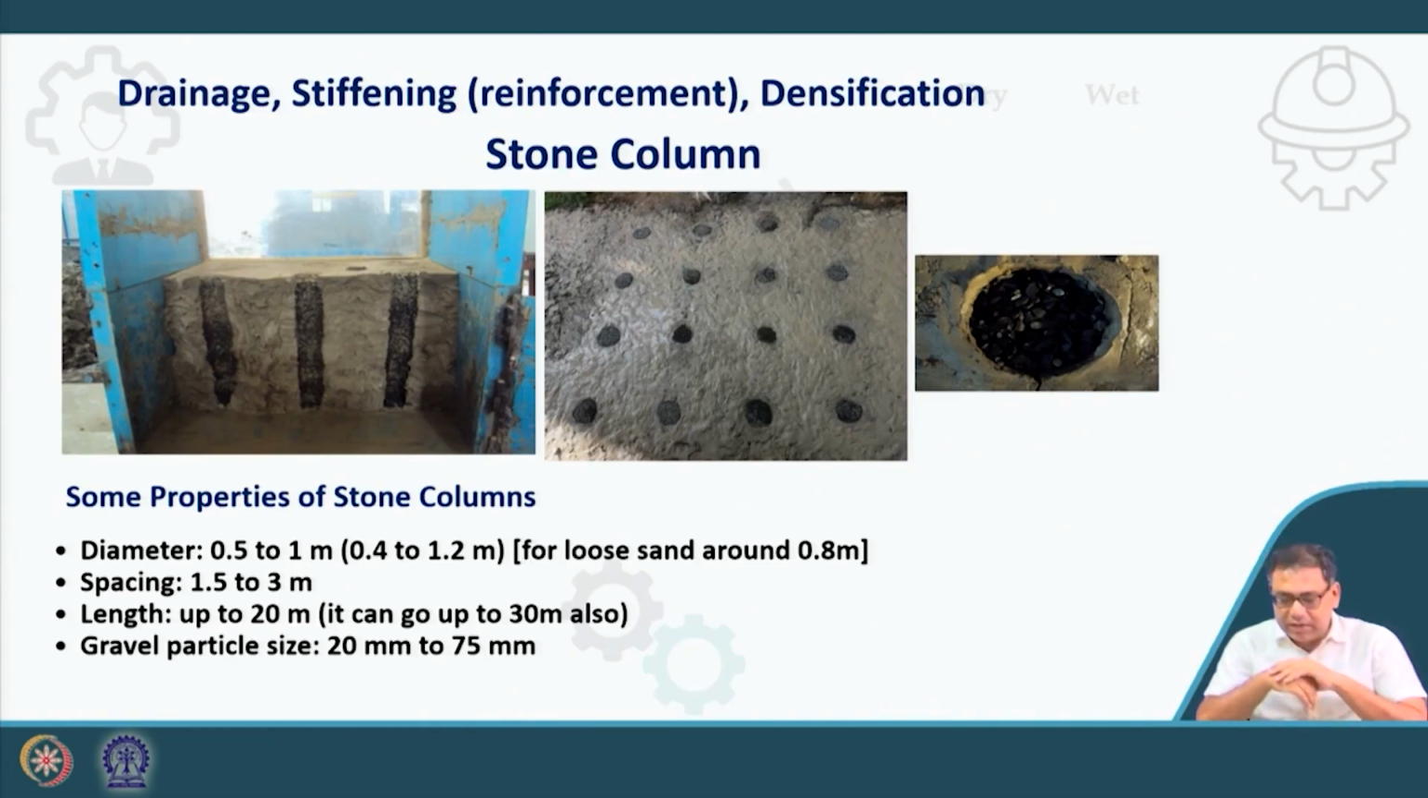For loose sand, it is around 0.8, because loose sand is where I will mainly use the stone column to mitigate the liquefaction hazard, where the standard diameter is 0.8. But not only for liquefaction, this technique can be used for soft clay also to accelerate the consolidation, and it will also act as a reinforcement material.